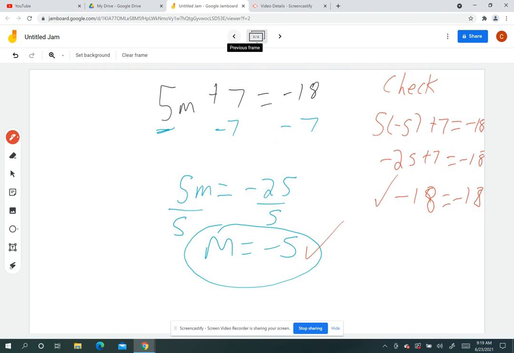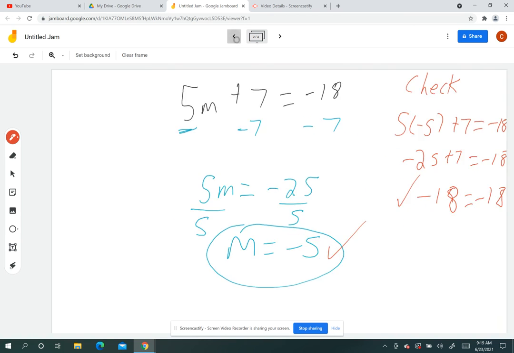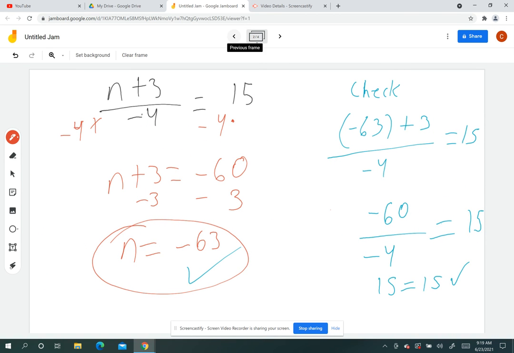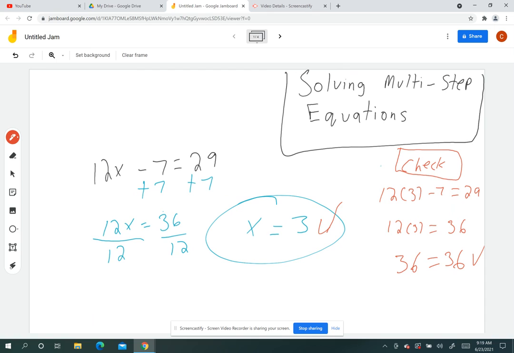So with that being said, this should be pretty similar to solving one-step equations. It's just adding an additional step or two. As you can see, we've done that. We can always check. And that is essentially the video, guys.